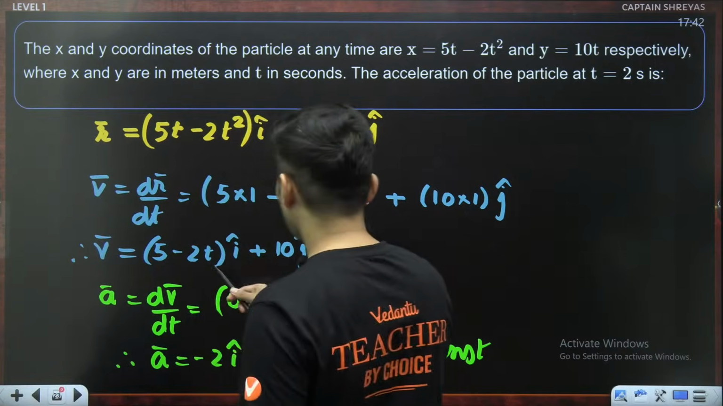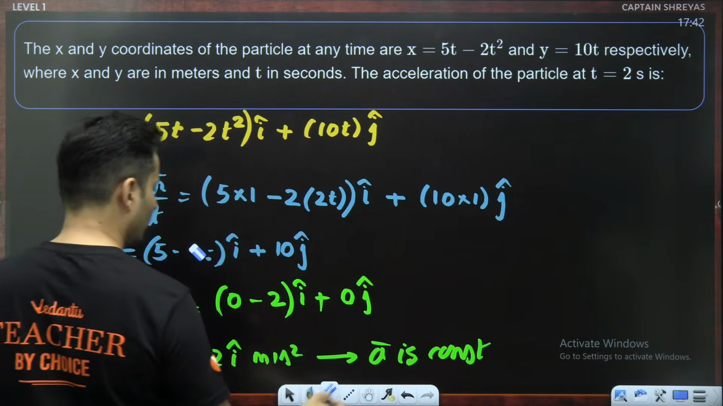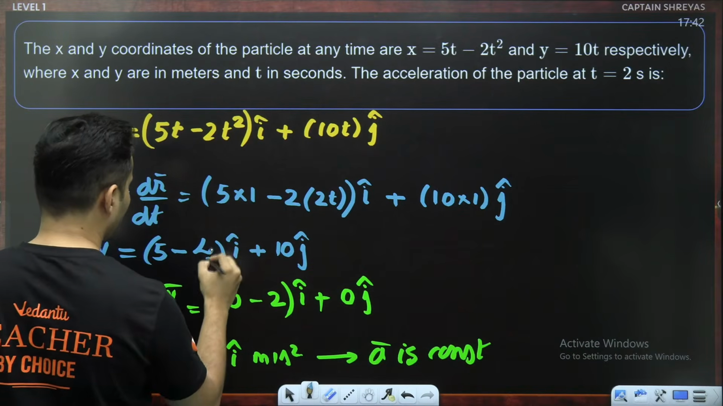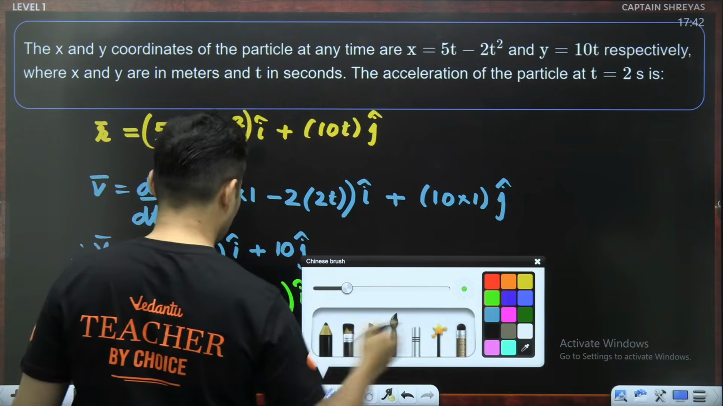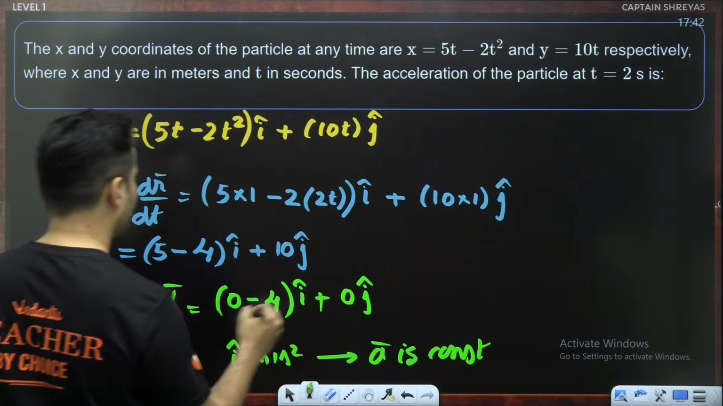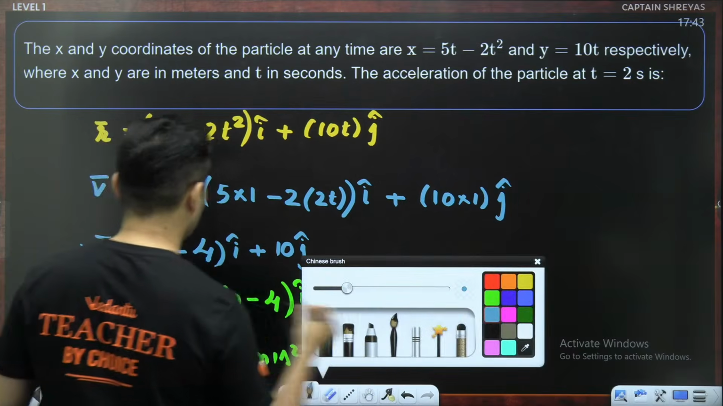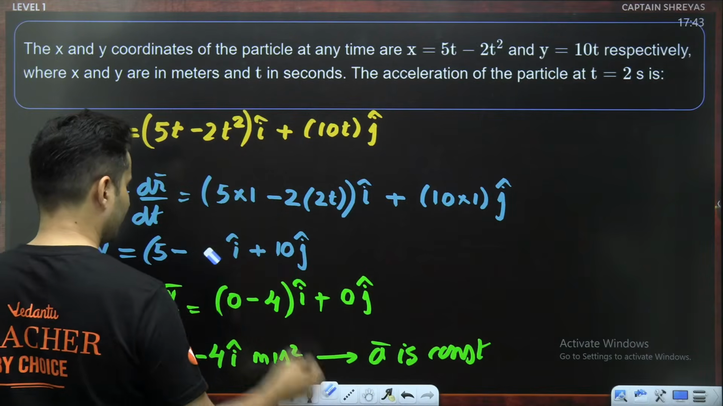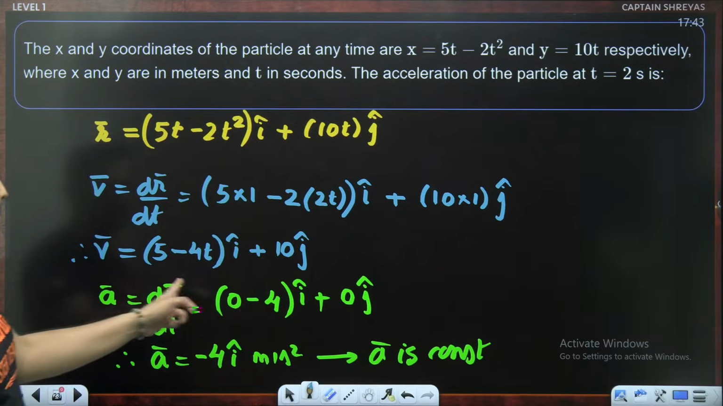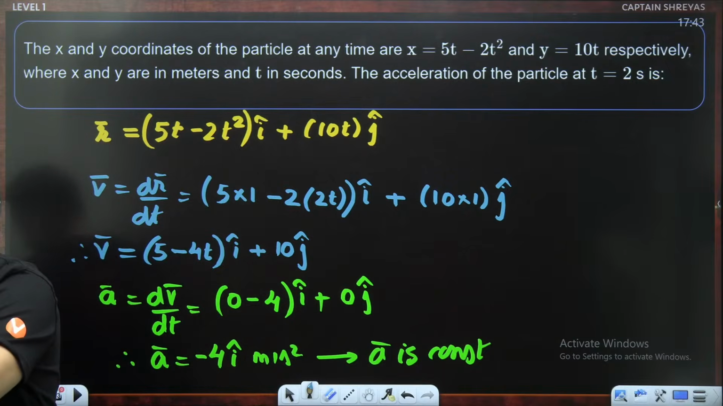Oh, sorry. I think 2 into 2. I missed one of the 2's over here. I'm so sorry, guys. This was supposed to be minus 4. Just changing it right away. So 0 minus 4, and this is also minus 4. So the acceleration is minus 4 i cap meters per second square. Just check this out.